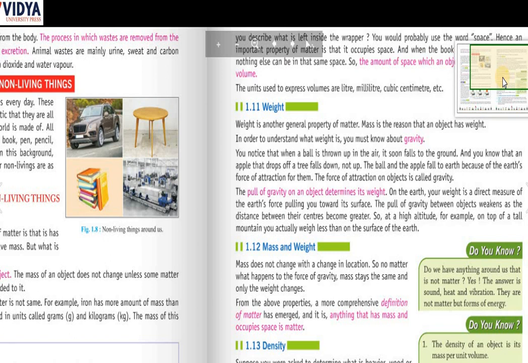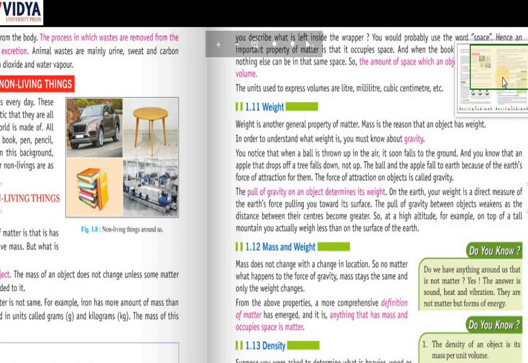When the book is occupying its space, nothing else can be in that same space. So, the amount of space which an object occupies is called its volume. The units used to express volume are liter, milliliter, cubic centimeter, etc.